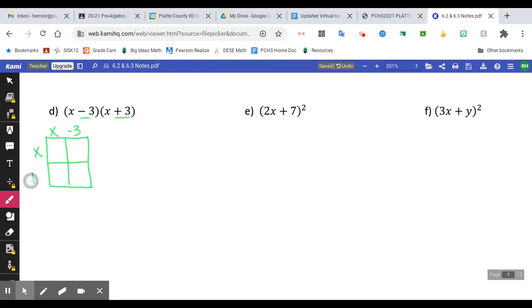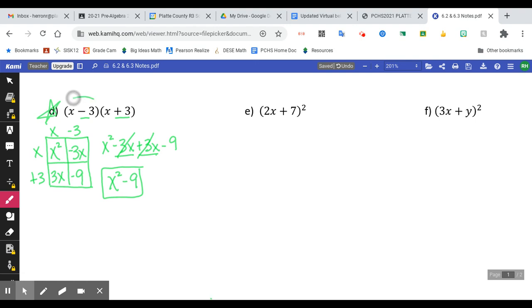x minus 3, x plus 3. x times x, again, adding, is x squared. This is going to give me negative 3x. x times 3 here gives me 3x. And 3 times negative 3 is negative 9. Okay, so if I write them out, I have x squared minus 3x plus 3x minus 9. So if you see what happens, negative 3x and positive 3x are going to cancel out. Now I'm going to be left with x squared minus 9. So this will happen every single time. If you have the same exact terms, one is negative, one is positive, then the middle terms cancel out.